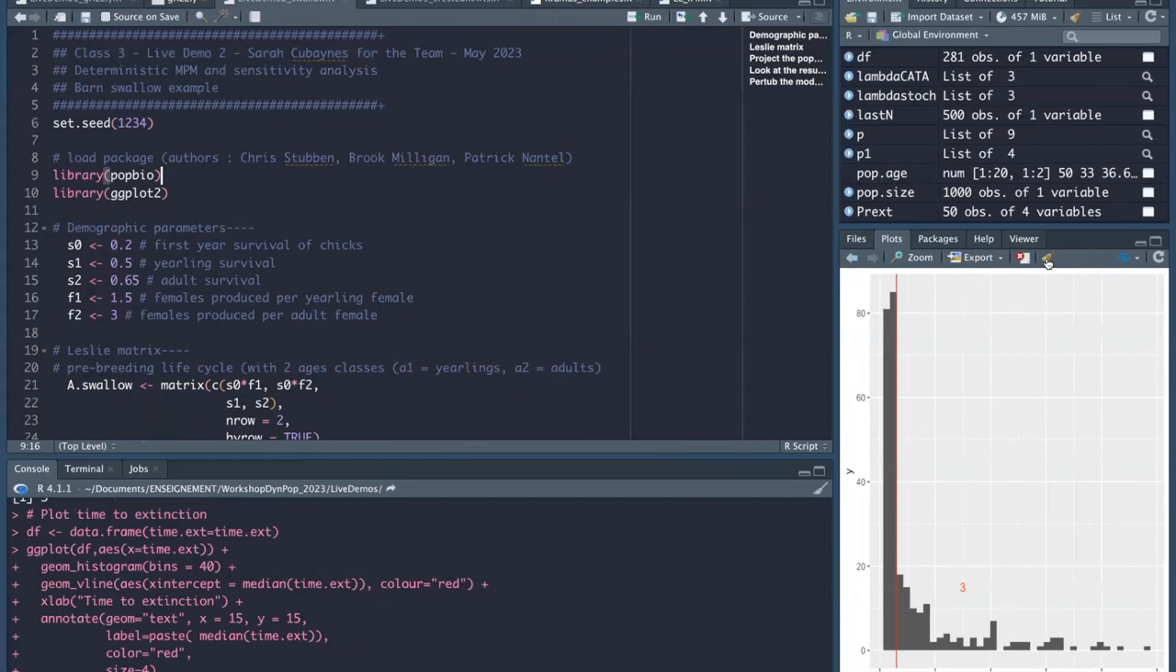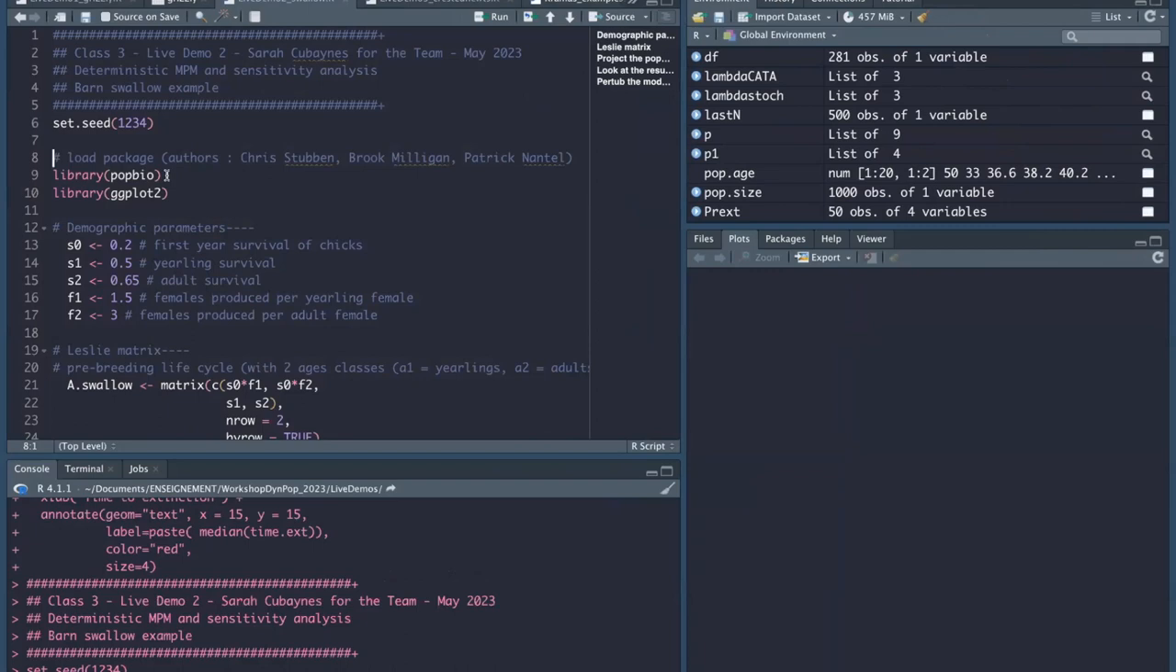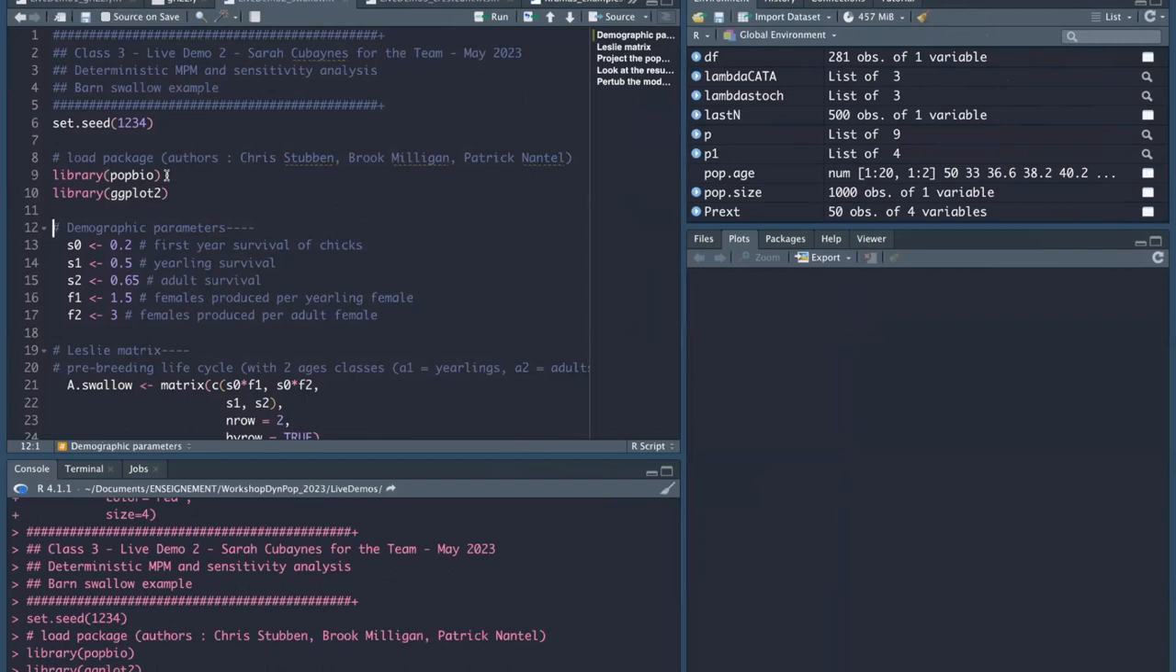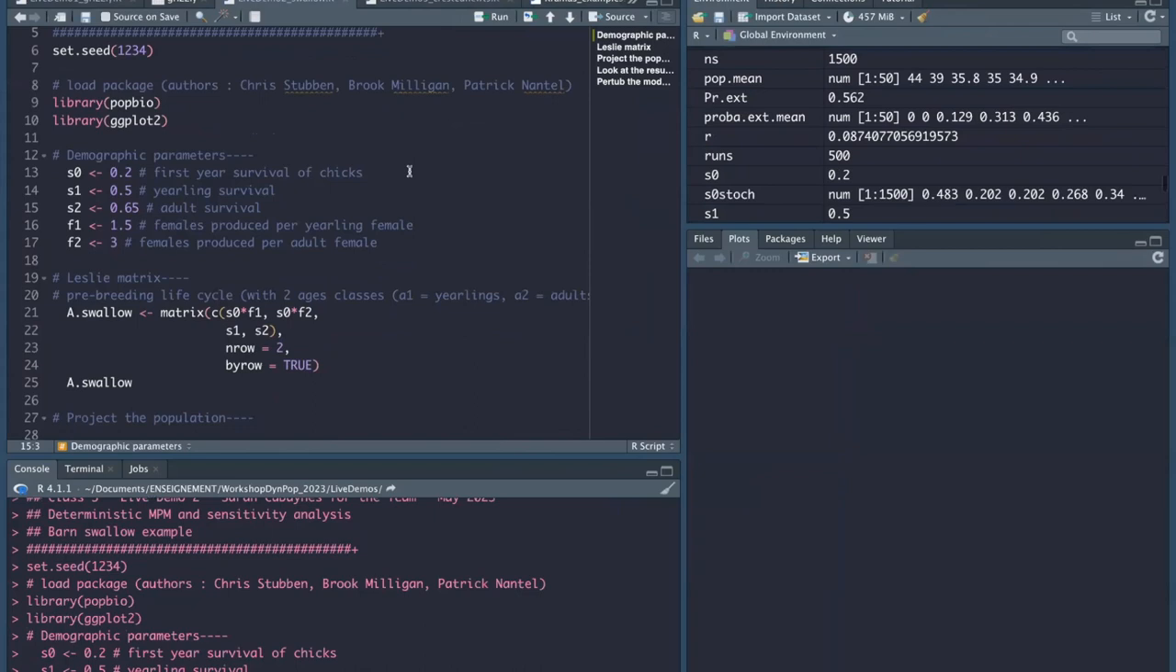So I'm gonna delete this plot. And for this live demo, we're gonna use the PubBio package that we also used this morning. It's very easy to run deterministic models with that. It's got these built-in functions to run the projections and calculate all the quantities that we are interested in. So that's the first. We need to enter the demographic parameters for the swallow.